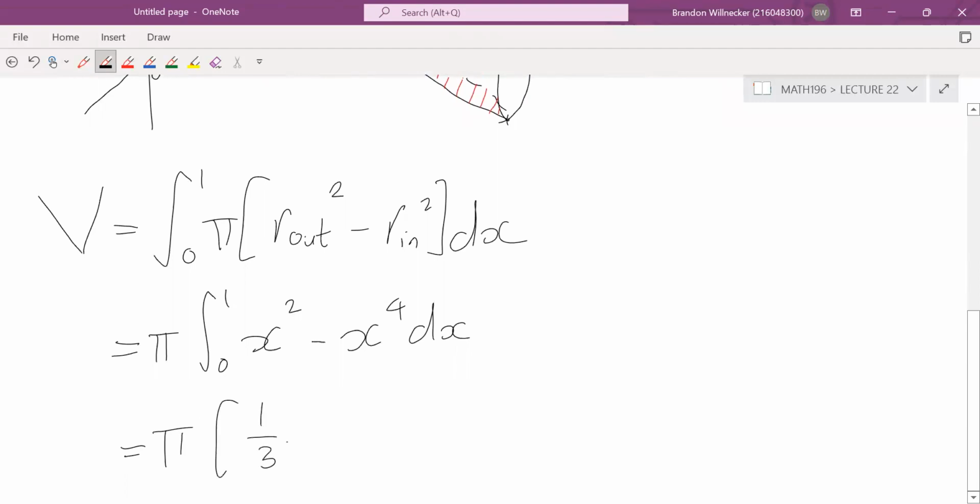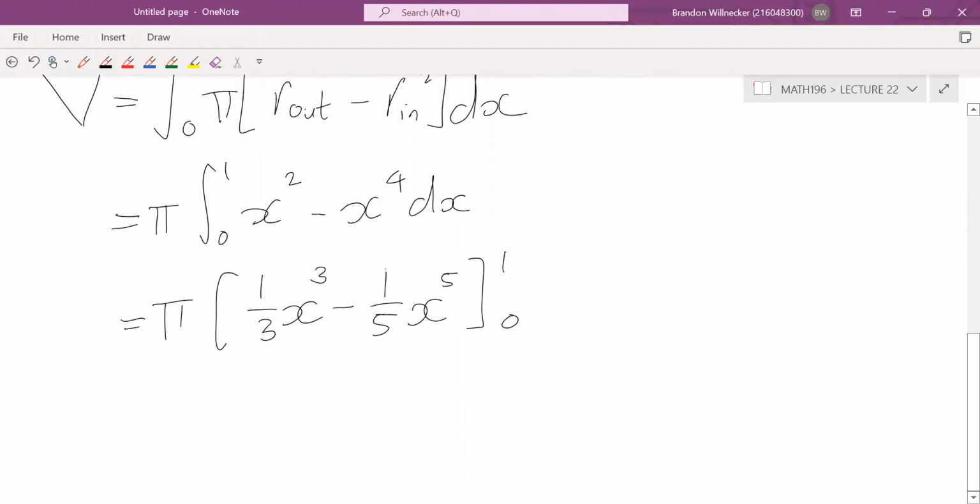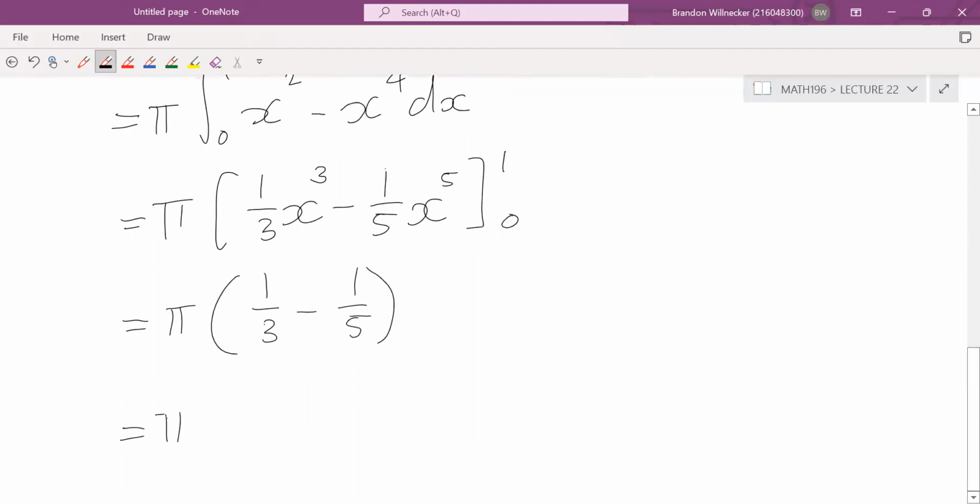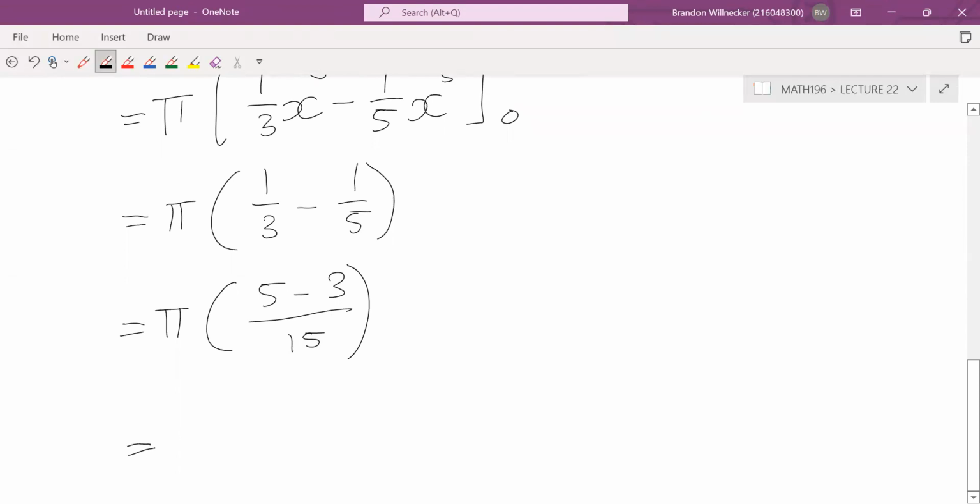Okay, so we can integrate this. So that's going to be 1/3 x cubed minus 1/5 x to the 5 from 0 to 1. Okay, so let's substitute in and then we can solve. So this is going to be pi times 1/3 minus 1/5, or we can write this as 5 minus 3 over 15. So that would be 2 pi over 15 units cubed.